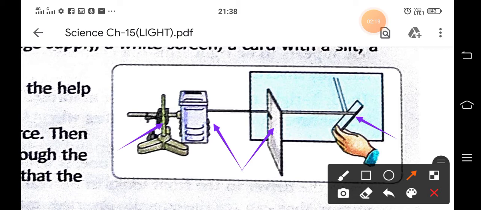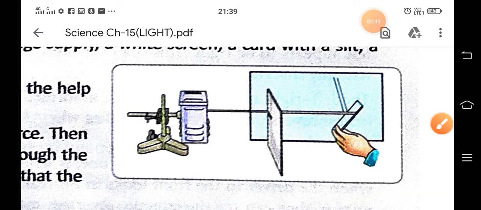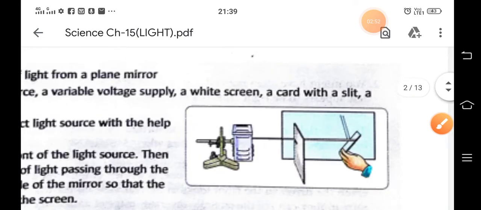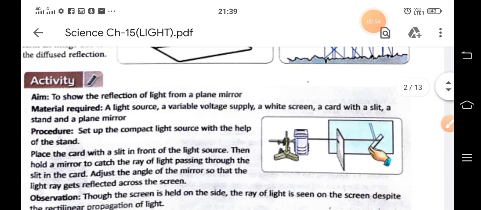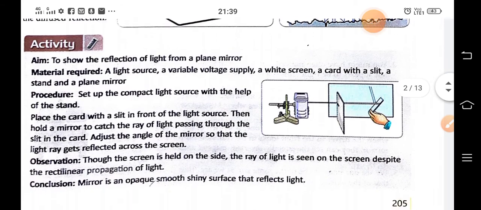We know that light travels in a straight line. It is one of the properties of light, known as rectilinear propagation of light. But here you can see that light reflects, it bounces back, because a mirror is an opaque object, so it reflects the light and it falls on this screen and forms an image. So this shows that light gets reflected when it falls on an opaque object.